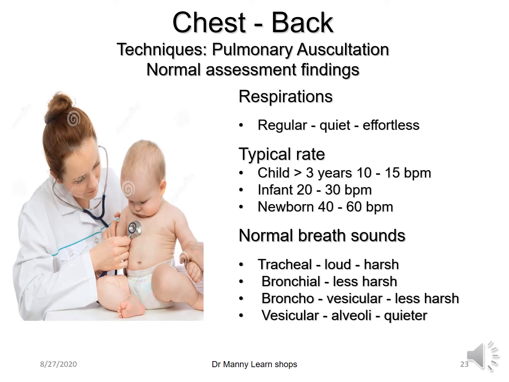When we look at pulmonary auscultation, we've already noted the respirations are regular, quiet, effortless, hopefully. The typical rate we've mentioned previously, newborn 40 to 60, infant 20 to 30, child 10 to 15, in this classification. Now the normal breath sounds are tracheal, over the trachea, which you normally wouldn't listen to, but you could.